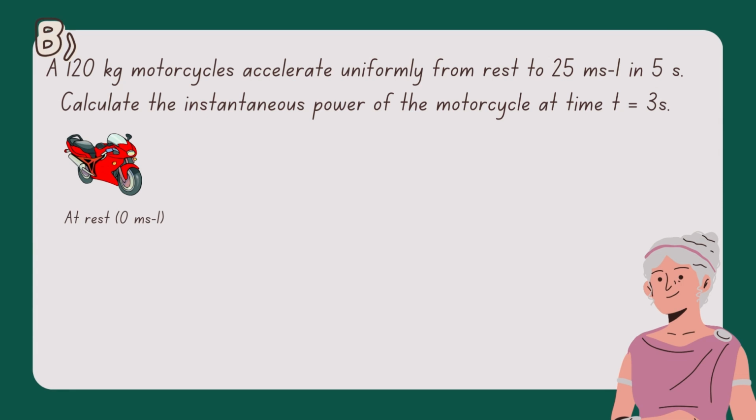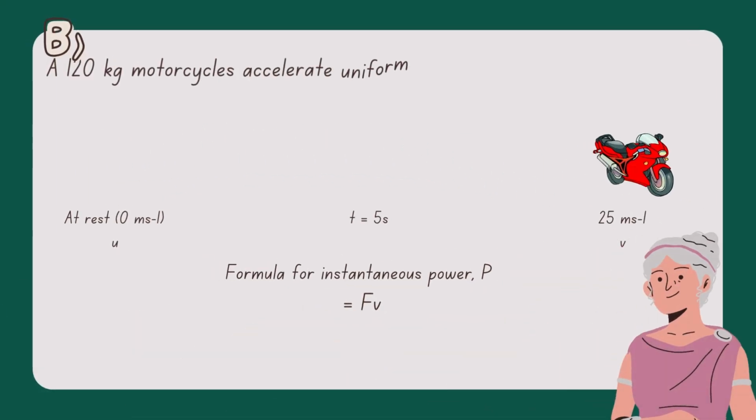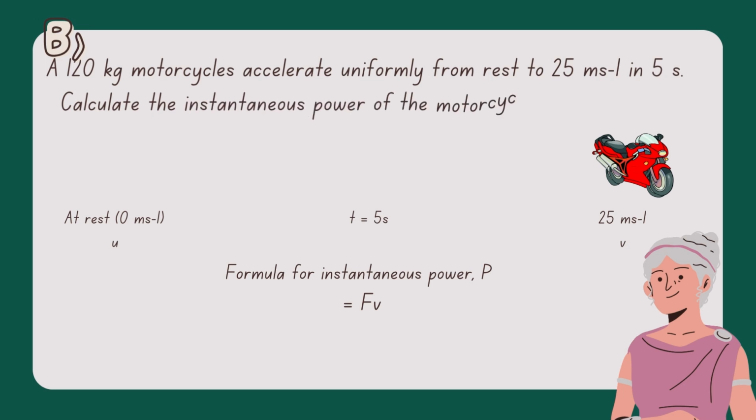And next for question B. The question is a 120 kilogram motorcycle accelerates uniformly from rest to 25 meters per second in 5 seconds. Calculate the instantaneous power of the motorcycle at time t equals 3 seconds. So as we imagine how the motorcycle moves, it moves from initial velocity u of 0 meters per second to the final velocity, which is 25 meters per second. The time taken for this movement is 5 seconds.